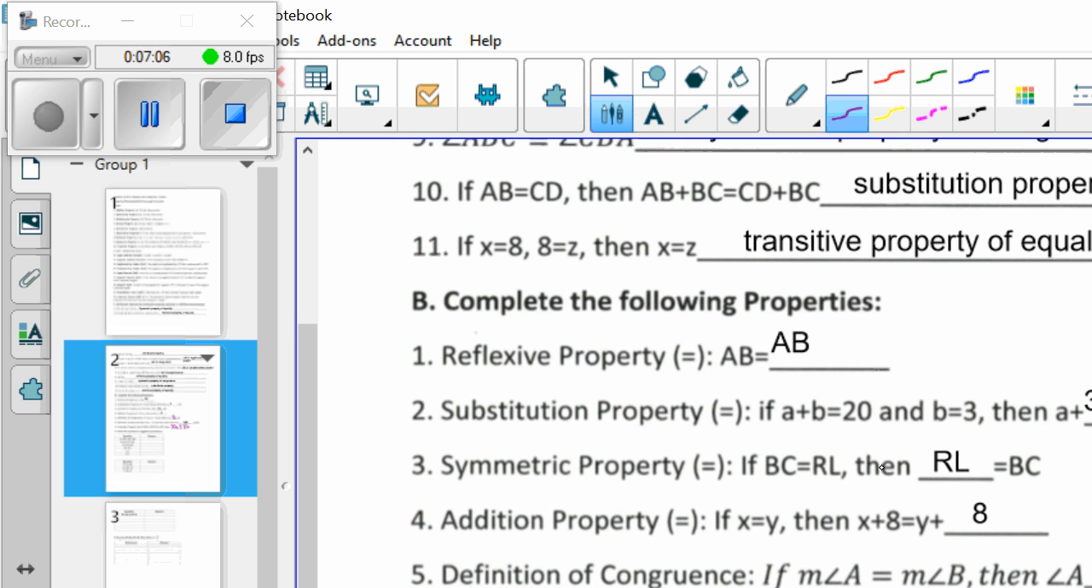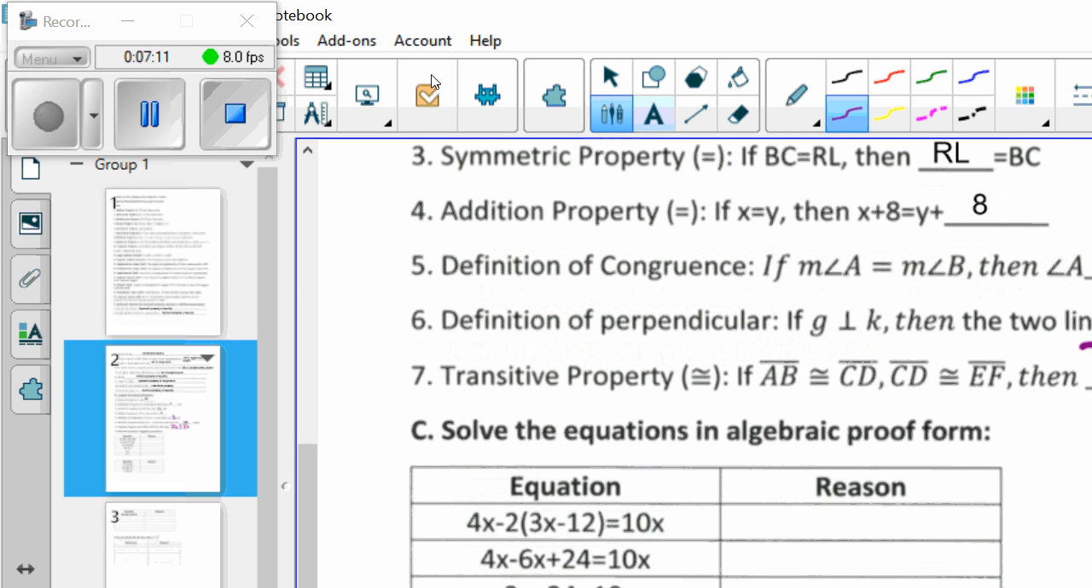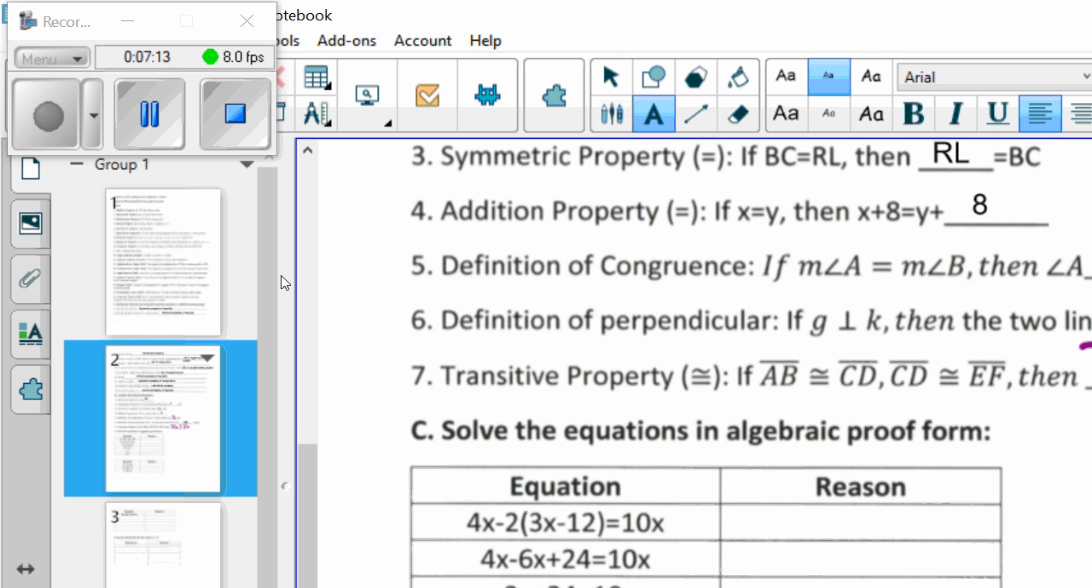All right, so again, now we are going to practice the proofs. Solve the equations in algebraic proof form. Again, I gave you all the statements. We're going to fill in the reasons. So the very first one, remember our very first reason is always given, no matter what. The second one, what did they do to the top equation to get the second equation? They distributed the 2. So this is the distributive property.